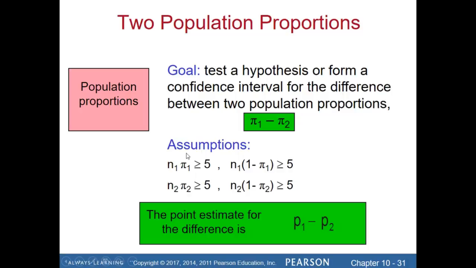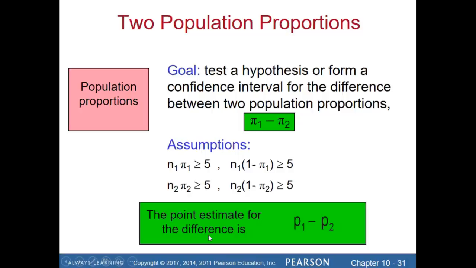In order to use this test, we need to verify that our sample size taken in combination with the proportion is large enough so that we can rely on having a normal sampling distribution for the difference between proportions. And so there's four relationships that we need to look at to verify that. For each of the two samples that we're working with, we're going to look at the sample size times the proportion and sample size times 1 minus the proportion and verify that those values are greater than 5. Do that for each of the two samples in order to support this assumption.